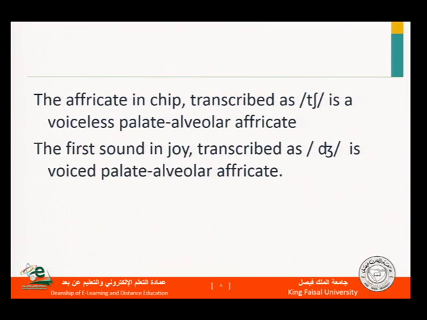The affricate in chip, transcribed as cha, is a voiceless palato-alveolar affricate, and the first sound in joy, notice I don't say joy, I say joy, transcribed as ja, is a voiced palato-alveolar affricate. You have to know the place of articulation, alveopalatal or palato-alveolar. You have to know that these are affricates because in the exam, as I told you in the direct lectures, you will have questions of this type.